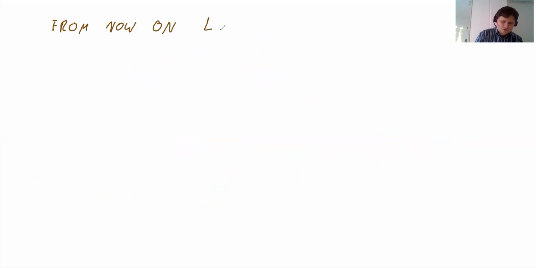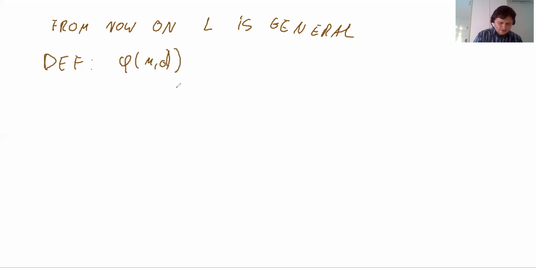So from now on, L will be generic. And first of all, in this case, we only have the maximum likelihood degree. So we will always denote it phi n d, where d is the dimension of L. So this is the maximum likelihood degree.